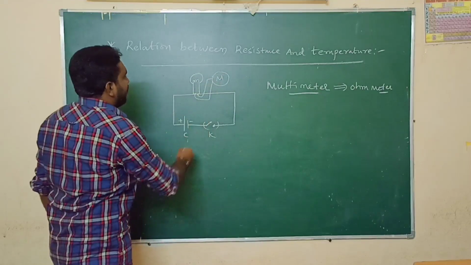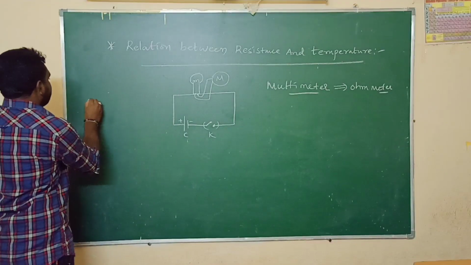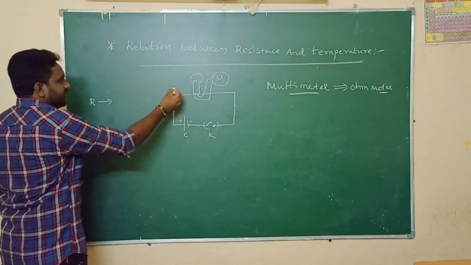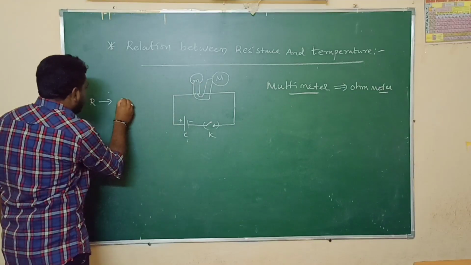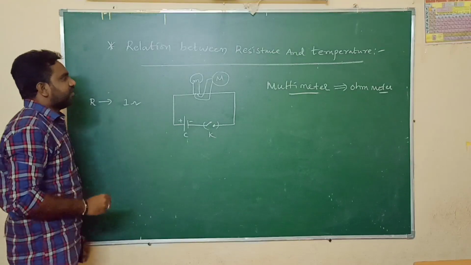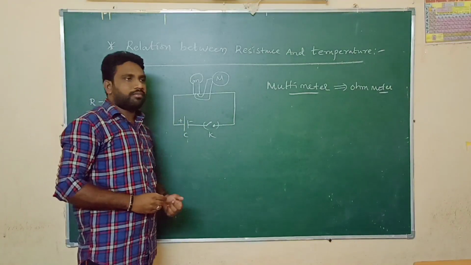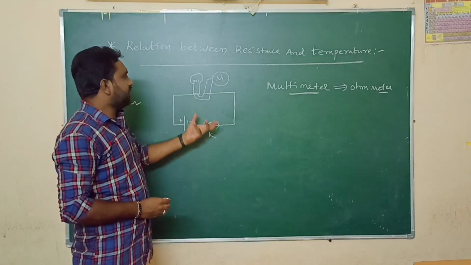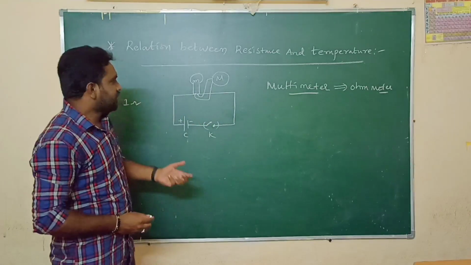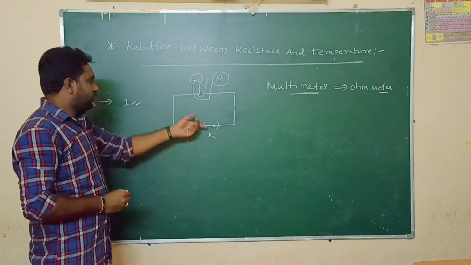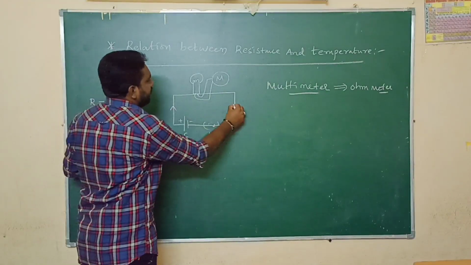We need to measure the value of resistance before sending the current. For example, we are getting a reading like 1 ohm. That is the resistance of the electric bulb when we are not sending the current to the electric bulb, that means when the circuit is open. Next, what we need to do is just close the key. Now the current will flow into the electric bulb.